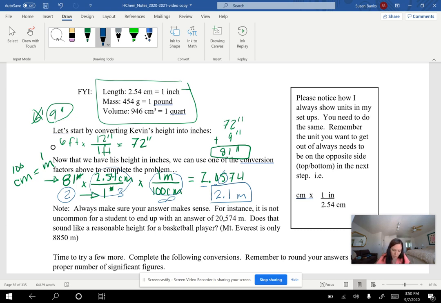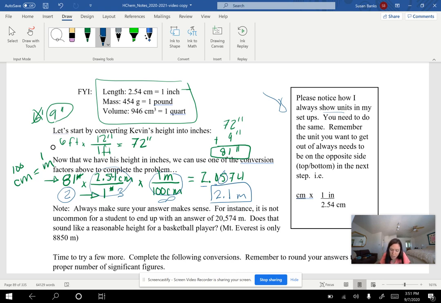Another thing I want to point out is this. Notice that I am always showing my units. I'm writing them out in my setup. You need to do the same. It is a really, really good habit to get into because our problems are going to get a lot more complicated.